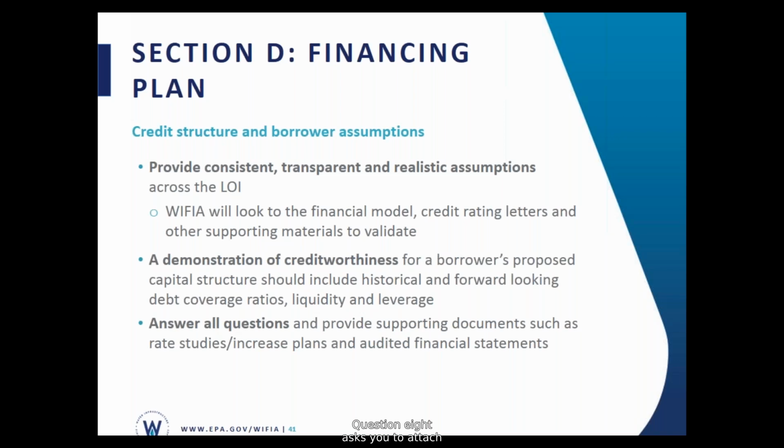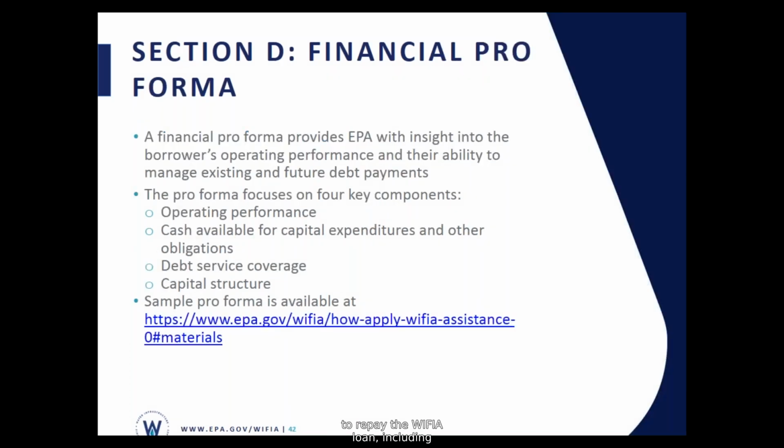Question 8 asks you to attach a financial pro forma, which presents key revenue, expense, and debt repayment assumptions for the revenue pledged to repay the WIFIA loan, including up to 3 years of historical data as available. So if you are a public utility pledging system revenues, the pro forma should provide details at the system level. If your revenue pledge consists of revenues generated from the proposed WIFIA project, the pro forma would include project level numbers. The pro forma should be uploaded as an editable Microsoft Excel workbook and not in PDF or values format.